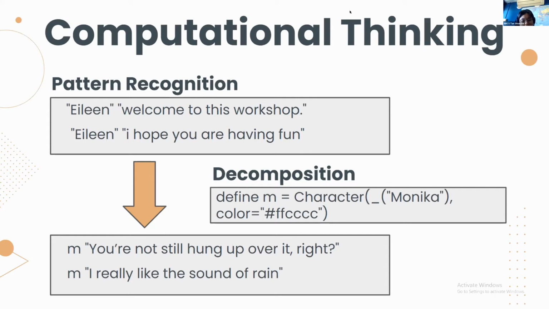So if we didn't define the character, then we will have to type out the name of the character every single time. So the pattern that we have recognized is typing out the name of the character. Under decomposition, we define the character as we did just now. So basically, you write define, and then you give the character a nickname, like the letter M for the character Monica, which is a DDLC reference, if you get it. Then the new and improved code is you just type M and then you just type their lines, like you're still not hungover, right? And I really like the sound of rain. Yeah, and that's all for computational thinking.